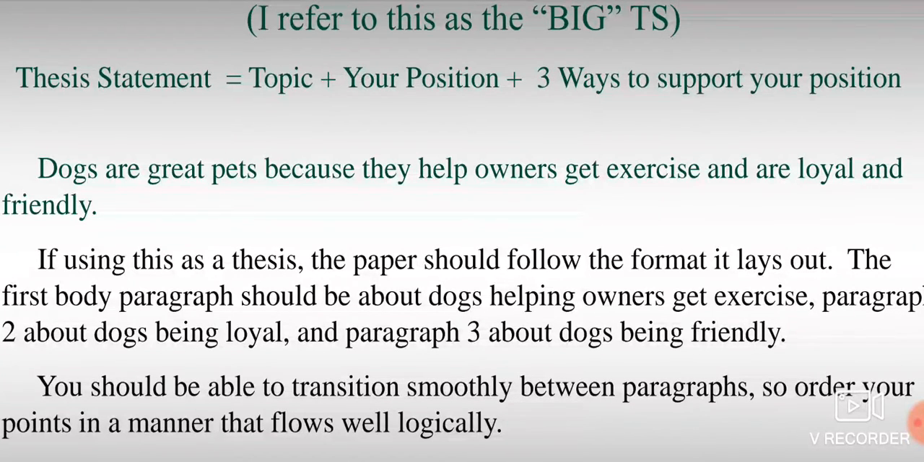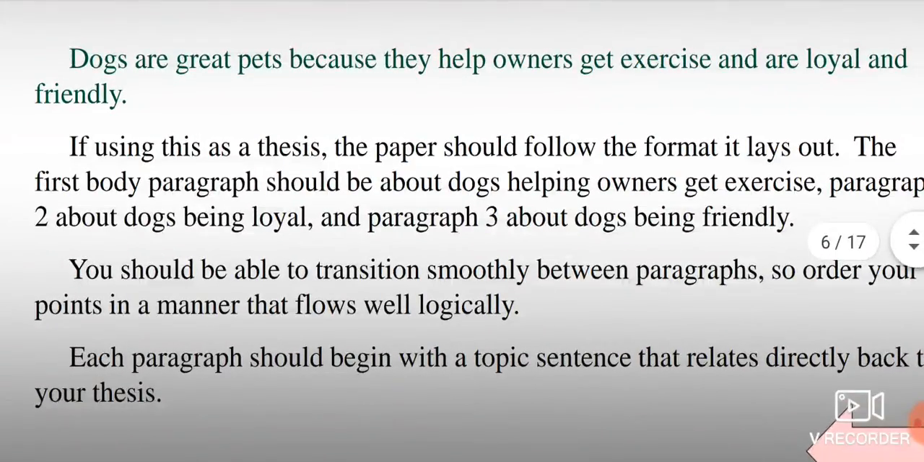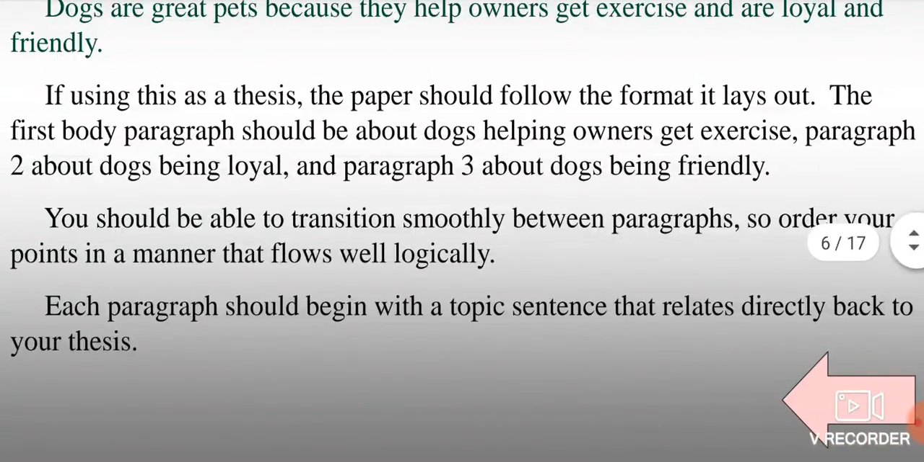If I use this as a thesis, my paper should follow the format it lays out. For example, the first body paragraph should be about dogs helping owners get exercise. Paragraph 2 is about dogs being loyal, and paragraph 3 should be about dogs being friendly. You should be able to transition smoothly between paragraphs, so make sure you order your points in a manner that flows well logically, and each paragraph should begin with a topic sentence that relates directly back to your thesis.